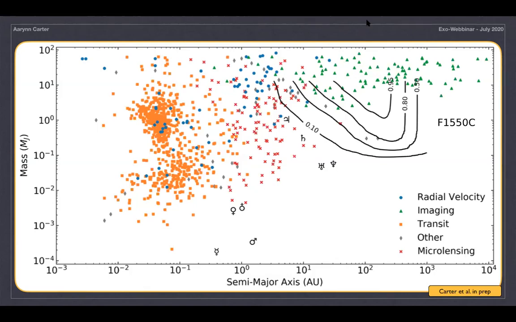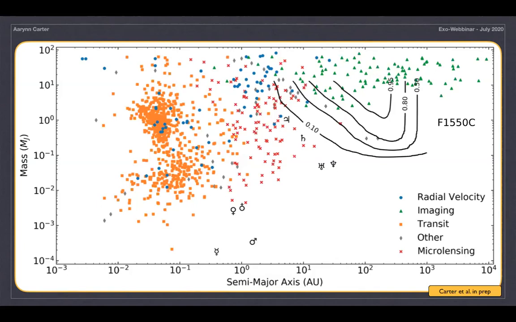The detection contours for both transits and RVs are a diagonal that goes from the bottom left to the upper right. So we really haven't had any sensitivity down there to say anything meaningful. And maybe that's a sweet spot for Webb to break open. Yeah. Thanks.